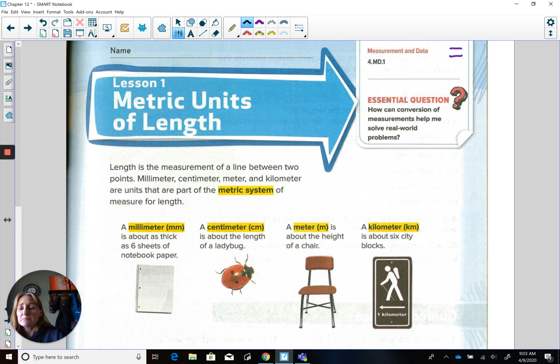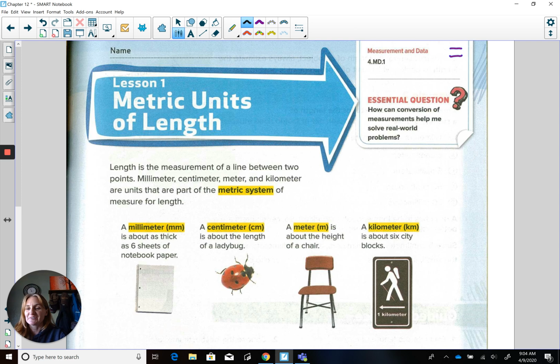So a millimeter is about as thick as 6 sheets of notebook paper. Well, I have some paper here, and I know it's more than 6 sheets. If I count out 6, and they're not pressed anymore because I've been writing on it, but that there, if you can see, is the width from my finger to the other, is the 1 millimeter. So millimeters are to measure things that are pretty small.